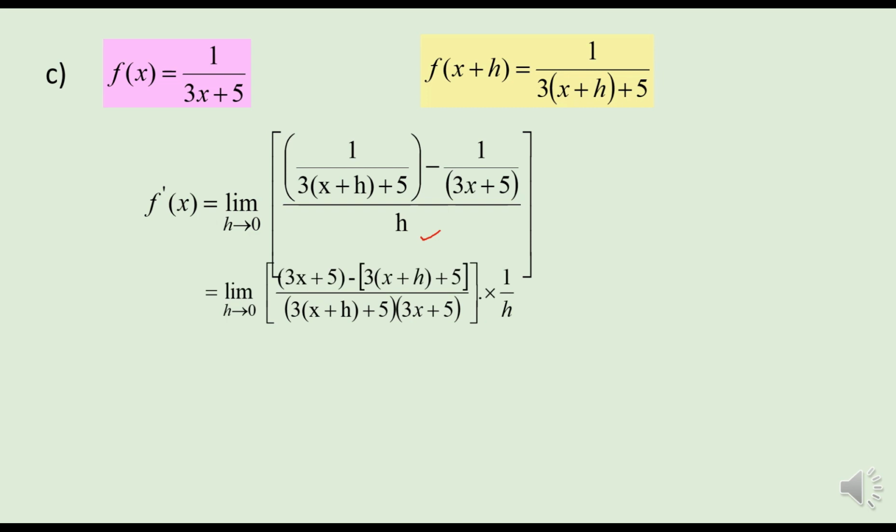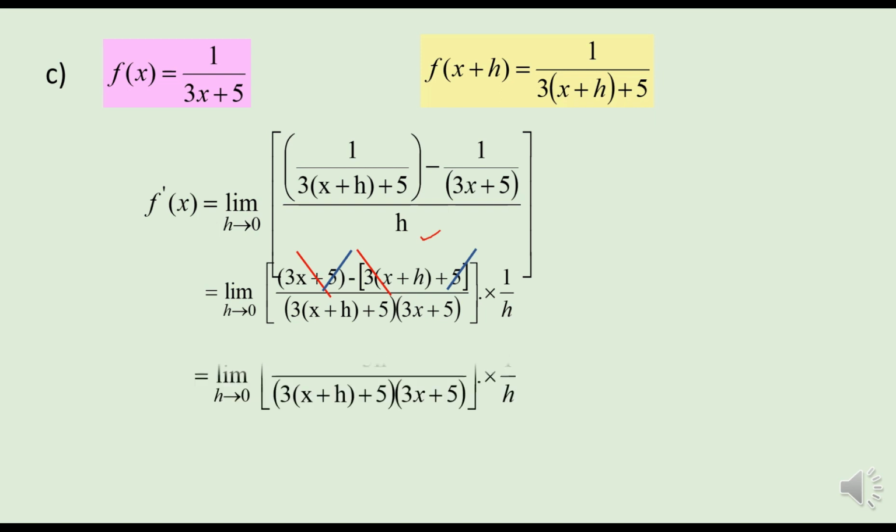Simplify the expression, you will get 3x plus 5 minus 3x plus h plus 5, then over 3 times x plus h plus 5 plus 3x plus 5. Then you have to multiply by 1 over h. Then we cancel out 3x and 3x. We also cancel 5 minus 5.